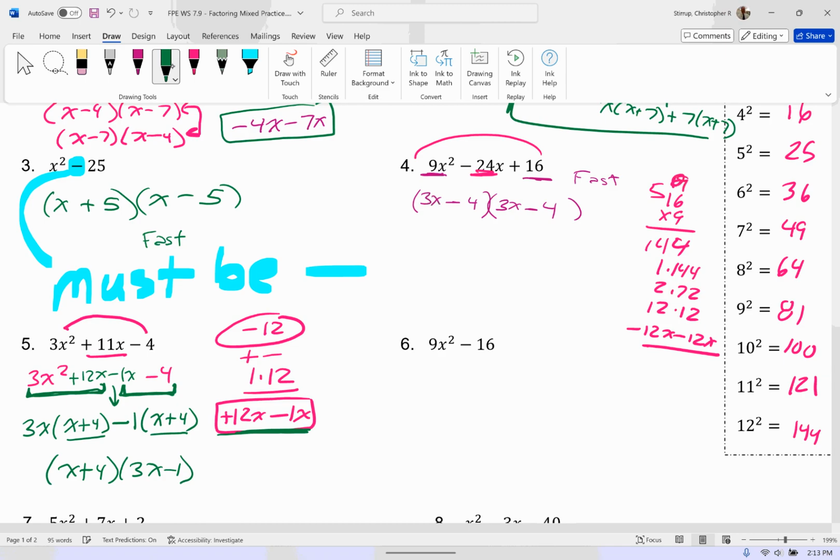Is number 6 one of our fast ways? It is. What stands out to make it a fast way? Only 2 terms, right? Are both those terms perfect squares? Yeah. 3x times 3x is 9x squared, and 4 times 4 is 16. So just make yourself 2 sets of parentheses. 3x times 3x is 9x squared. 4 times 4 is 16. What do you know about the signs? What do I know about the signs on this one? Positive and negative, alternating signs. Okay?